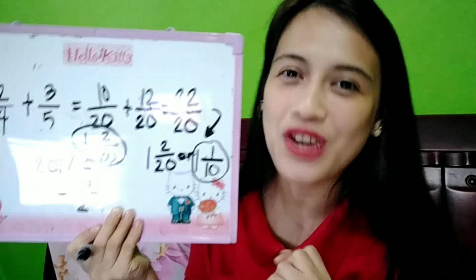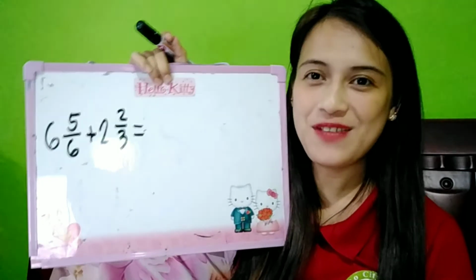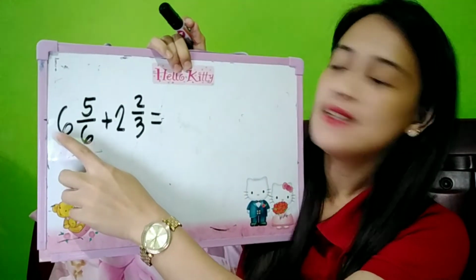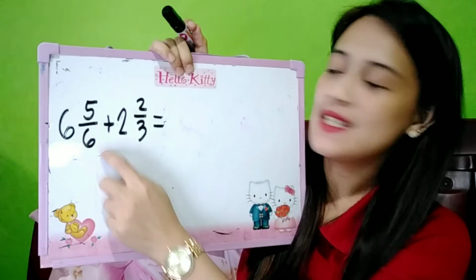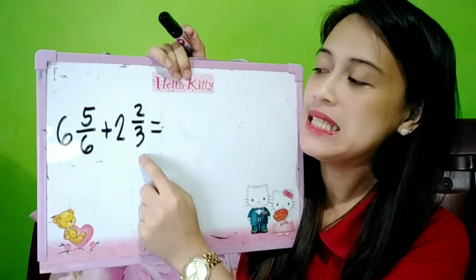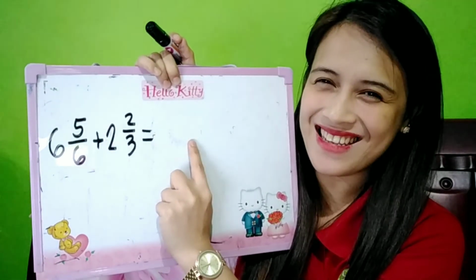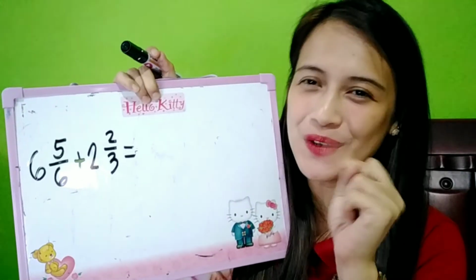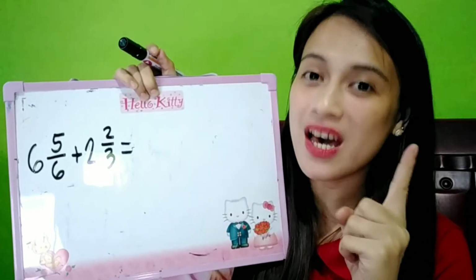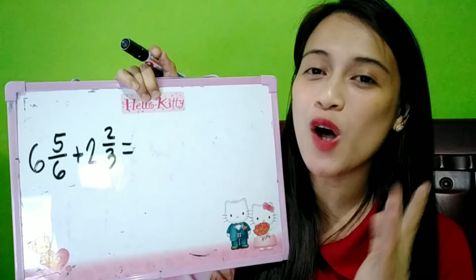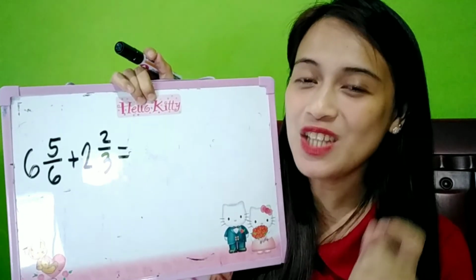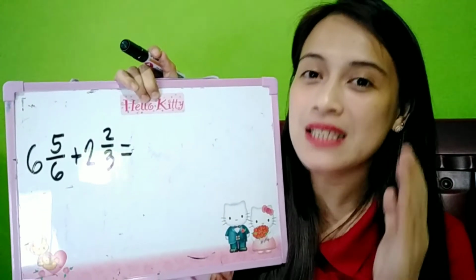So let's have another example. So let's have this example. 6 and 5/6 plus 2 and 2/3 equals n. So first thing to do, ano yung unang gagawin? Let's solve for that LCD or yung least common denominator by doing the listing method or skip counting.